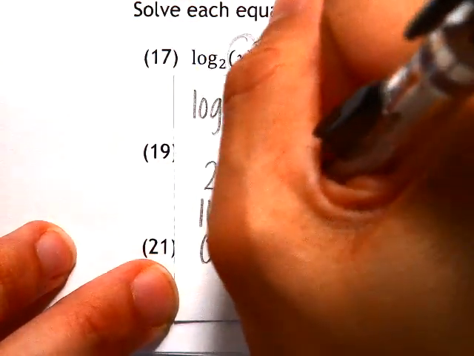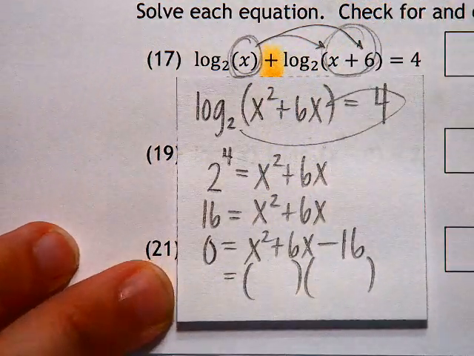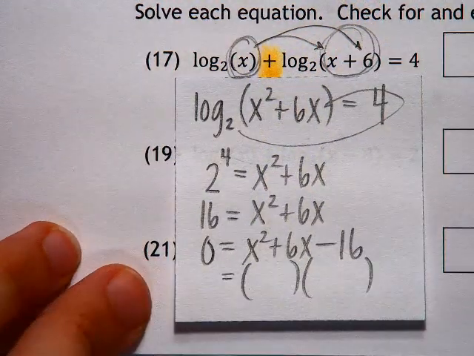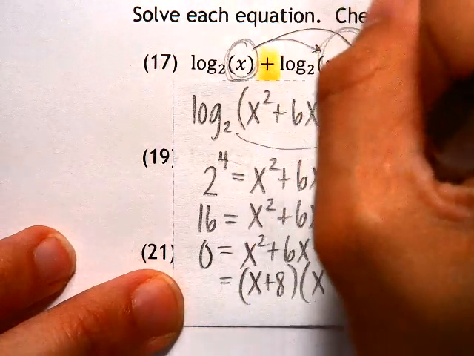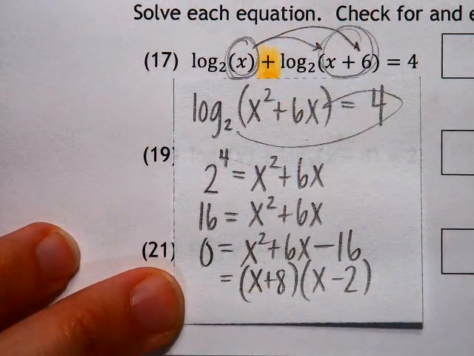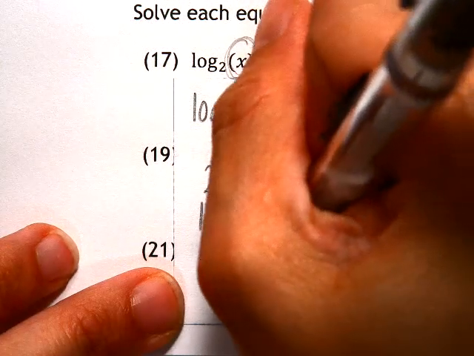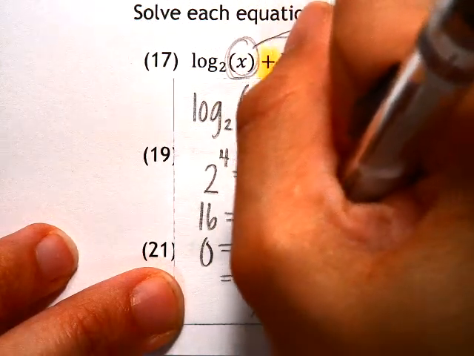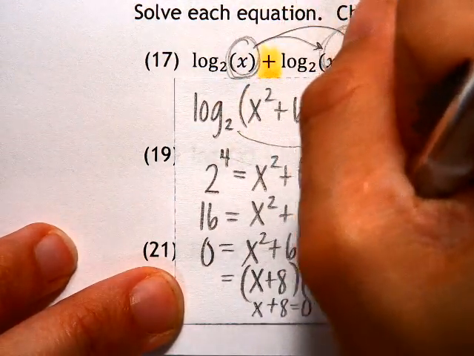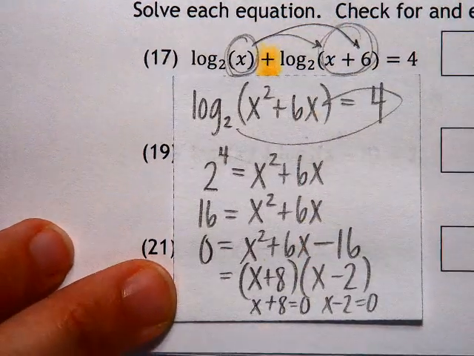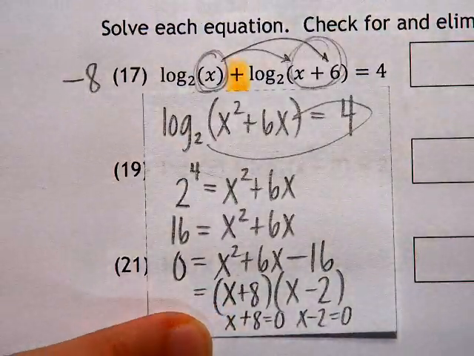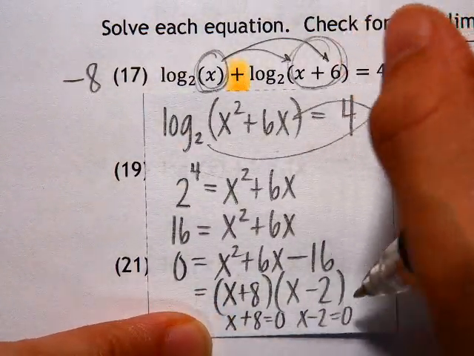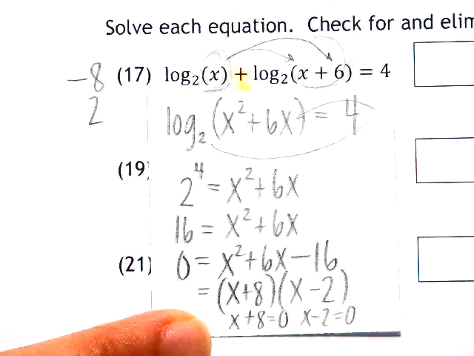Again, you can use whatever factoring method you like. Diamond problem, guess and check, anything that suits you. But your factors should be x plus 8 and x minus 2. So you'll set each of those factors equal to 0. X plus 8 equals 0, and x minus 2 equals 0. If you solve the first factor, x plus 8 equals 0, you'll definitely end up with negative 8 as an answer. X minus 2 equals 0, you'll end up with positive 2 as an answer.